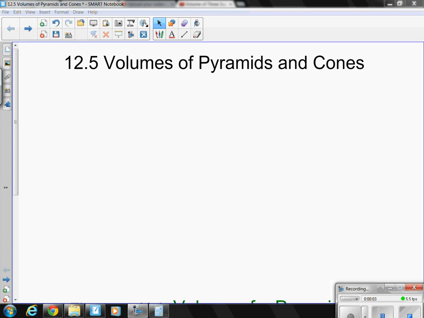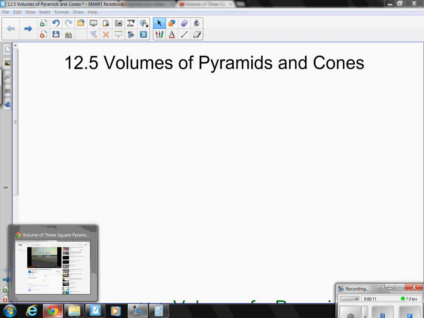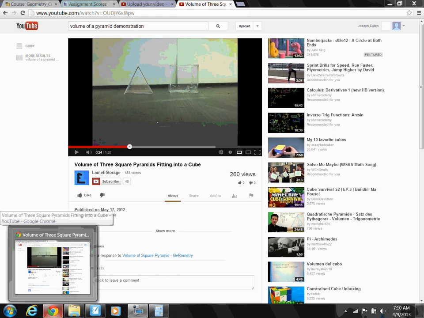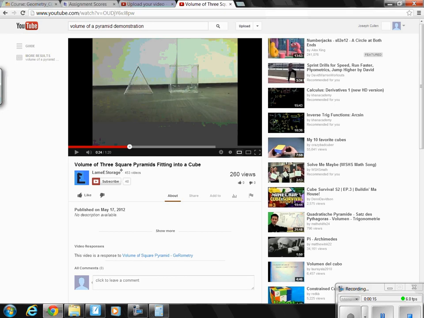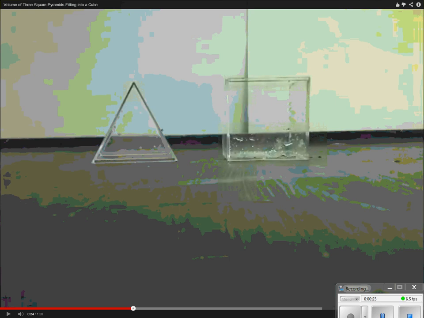12.5 volumes of pyramids and cones. We're going to quickly watch a video that I didn't make, but is important. That's going to compare the volume of a prism to the volume of a pyramid. Notice they have the same height and the same base area, and I'll let you watch.